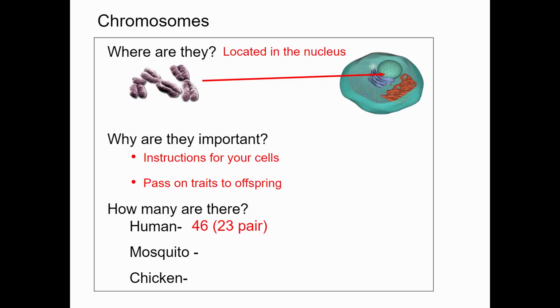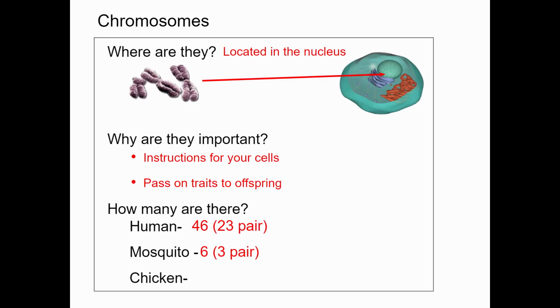What do you think a mosquito has? Take a guess. Less? You think less? Yeah, you're right. They have 6 chromosomes. Just 6. 3 pairs. How about a chicken? 12? Why 12? I don't know, it has to be even, right? It does have to be even. 24 in 12 pairs.